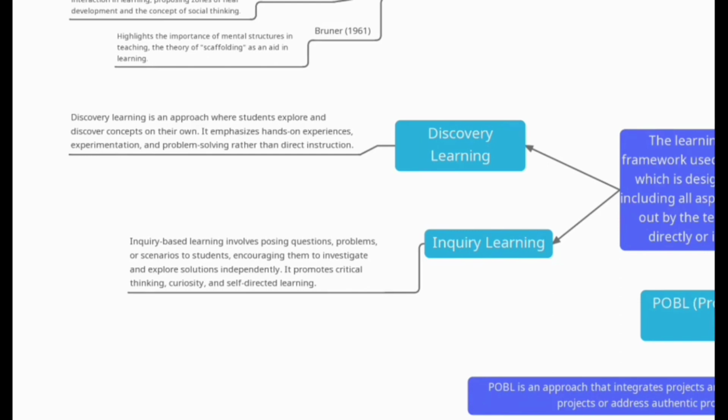The second type of learning model is inquiry learning. Inquiry-based learning involves posing questions, problems, or scenarios to students, encouraging them to investigate and explore solutions independently. It promotes critical thinking, curiosity, and self-directed learning.